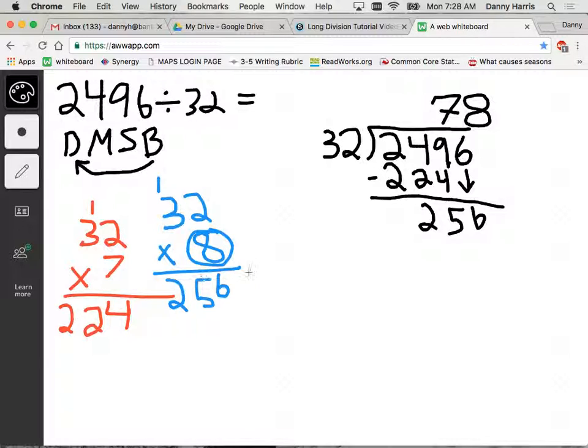And we know that 8 times 32 was 256. Now we subtract. This gives us nothing. There's nothing left to bring down. There's no remainder here. So the answer is, if you divide 2,496 into 32 groups, there will be 78 in each group.